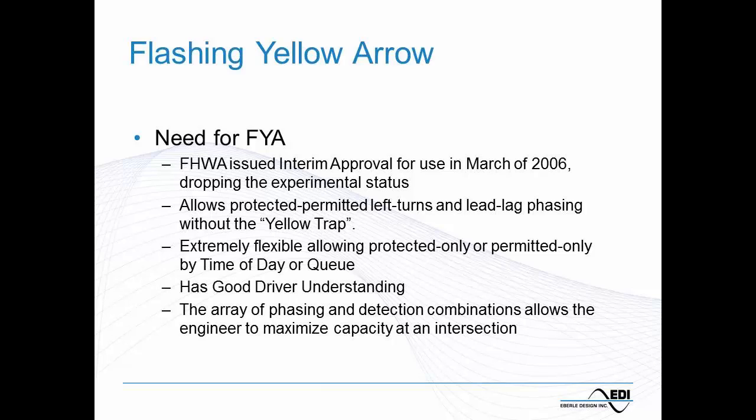FHWA first issued interim approval for testing of flashing yellow arrow back in 2006. Prior to that, and we'll see in a minute when we get into the standards, an NCHRP study provided the research background for how flashing yellow should operate. We'll get into a little of those details further on. Basically, the flashing yellow arrow scheme is a 4-section signal head.